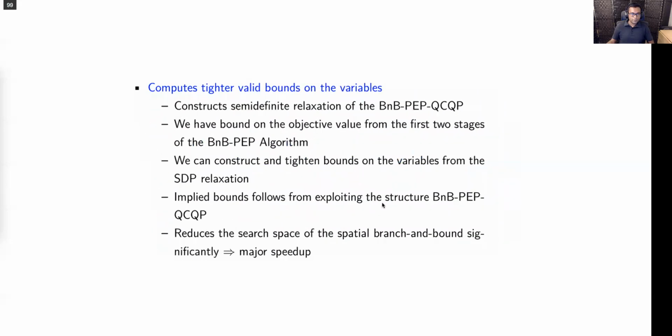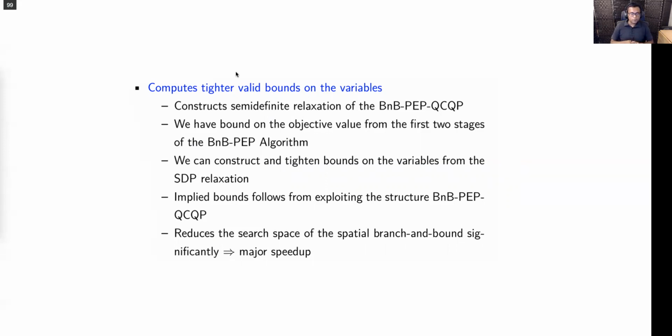So let's talk about the first one, where we are computing tighter valid bounds on the variables. Now, we have a QCQP, but we can construct a rank 1 semi-definite relaxation of the BnB-PEP QCQP itself, which is a relaxation. And we have a bound on the objective value from the first 2 stages of the BnB-PEP algorithm. The lower bound is always 0, and the upper bound corresponds to that of the feasible solution that we find in stage 1. So using that, we can construct and tighten bounds on the variables from the SDP relaxation, because any bound that we find on the variables from a relaxation would also be a valid bound for the QCQP.